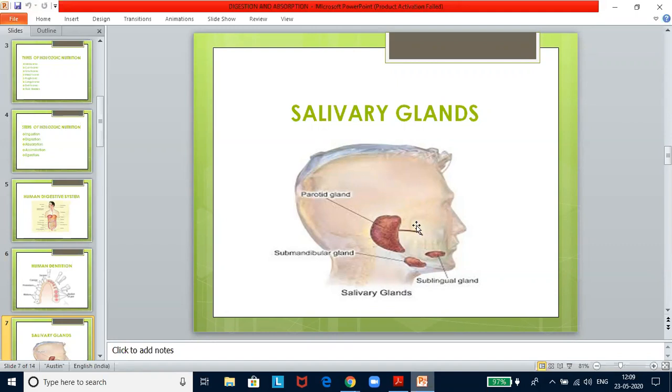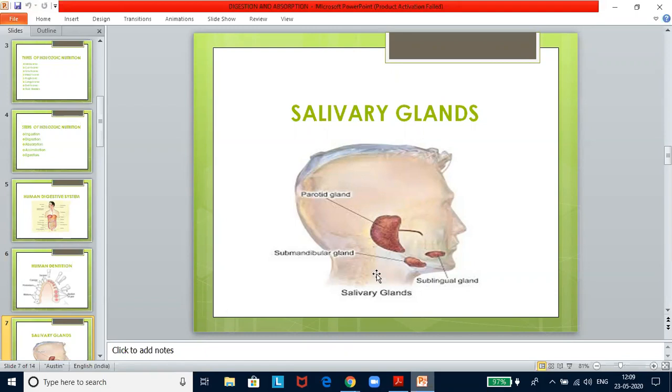The submandibular glands are located towards the posterior end of the lower jaw. They open into the floor of the mouth cavity by Wharton's duct. Sublingual glands are the smallest of the salivary glands, present at the anterior part of the mouth. Their secretions are discharged by a number of small ducts called ducts of Rivinus.